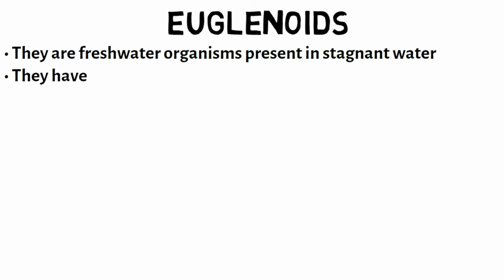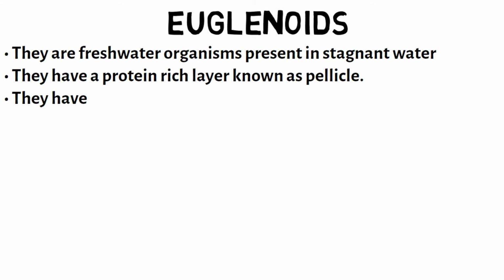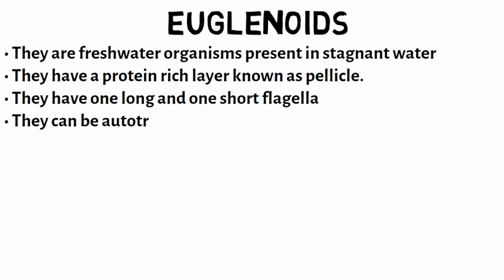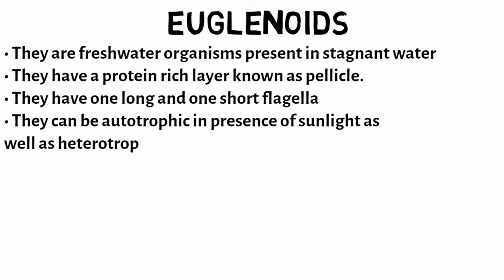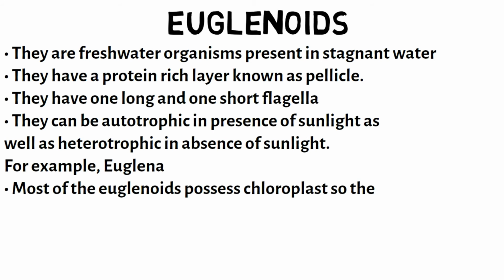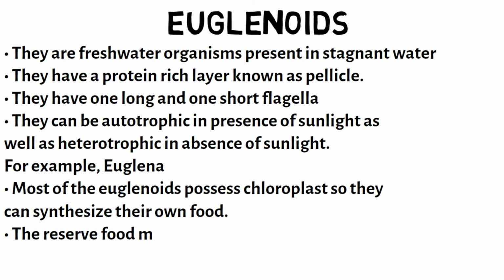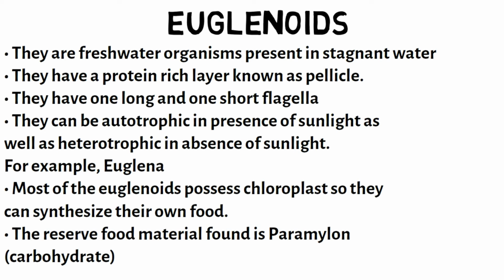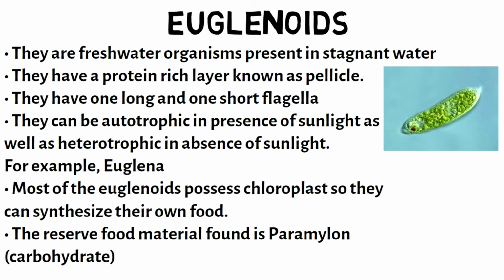3. Euglenoids. They are freshwater organisms present in stagnant water. They have a protein-rich layer known as pellicle. They have 1 long and 1 short flagellum. They can be autotrophic in presence of sunlight as well as heterotrophic in absence of sunlight. Example, Euglena. Most of the euglenoids possess chloroplasts so they can synthesize their own food. The reserve food material found is paramylon, a carbohydrate.